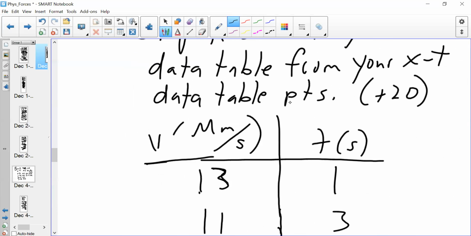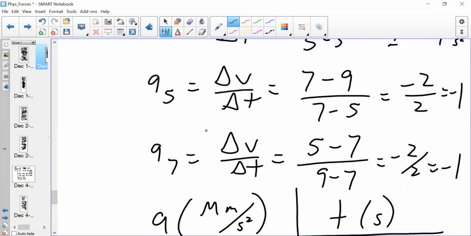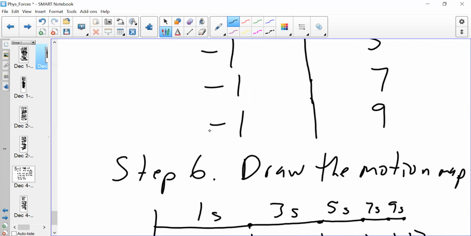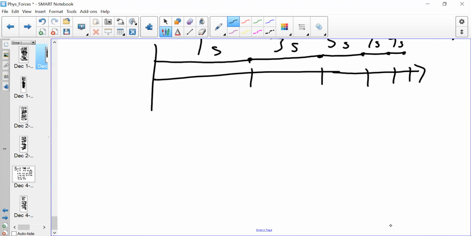So for 20 points, same way as step 2 when I was generating the positions, the position time data table. Same logic there. Same thing goes for step 5. Step 6 is 2 points. And last step.